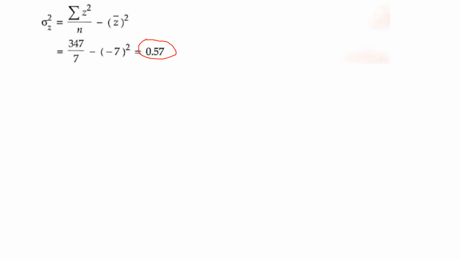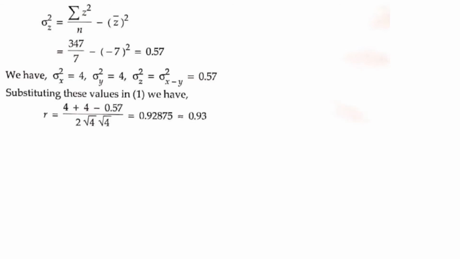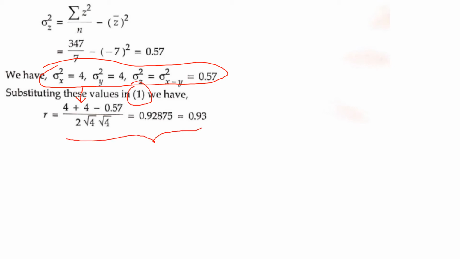Let us take all these values in the formula for r. So we have used all these values in the formula for r, which we have already seen as equation number 1. If you use a scientific calculator and solve, the approximate value will be 0.93. So this is your coefficient of correlation r.